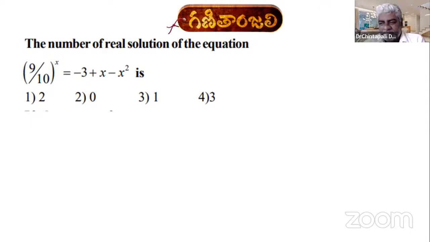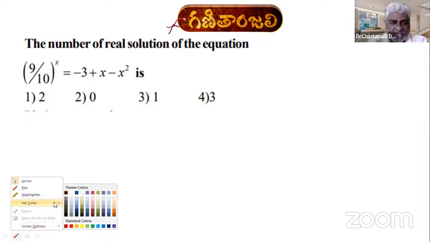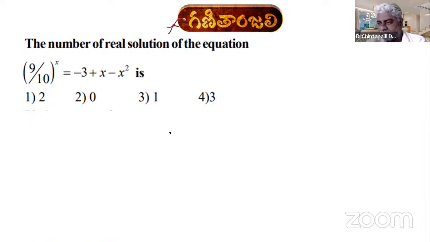Can you try this sum? The number of real solutions of the equation. I'm asking you one question. Can we just use the discriminant? There is some logic in this question.